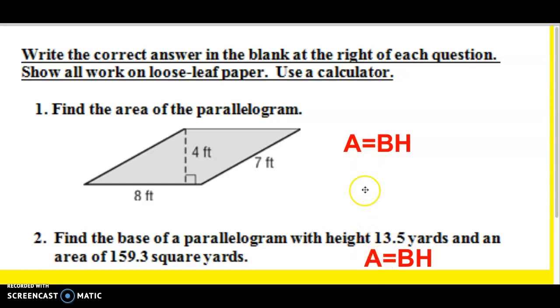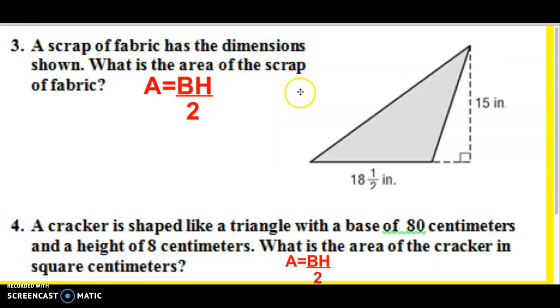Numbers 1 and 2, make sure you write these formulas. That's area of a parallelogram is base times height. In number 2, you actually have to divide the area by the height to find the base. So be careful on number 2 on the homework. This is your homework for tonight. This is the worksheet. Number 3 on the homework for tonight is area of a triangle, base times height divided by 2. Same thing on number 4.